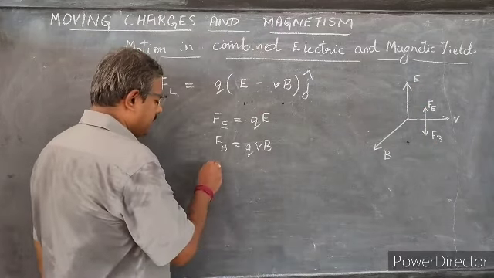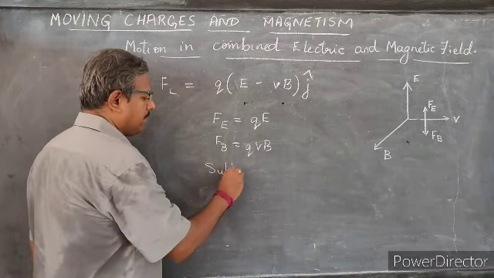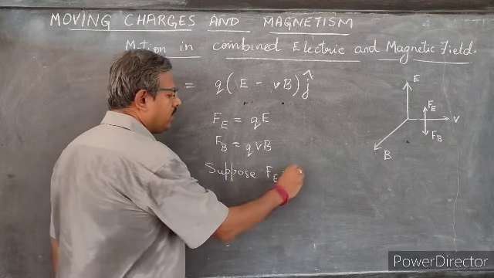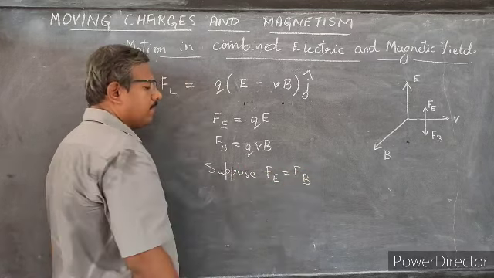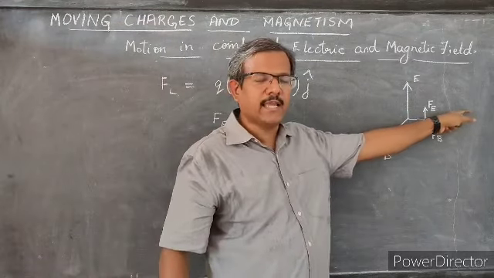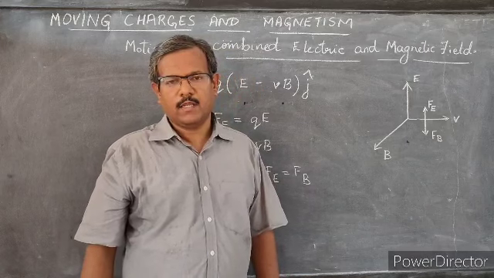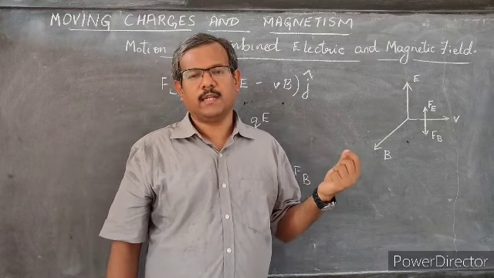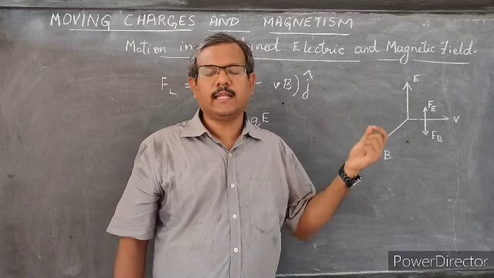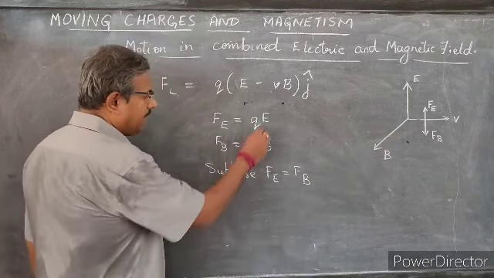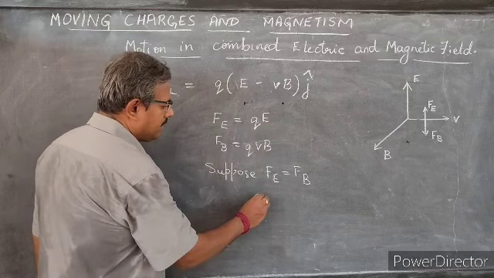Suppose I make FE equal to FB. Then what will happen to the particle that's moving with velocity v in the x-axis direction? It will move without getting deflected, right? So which means I can equate the right hand sides.